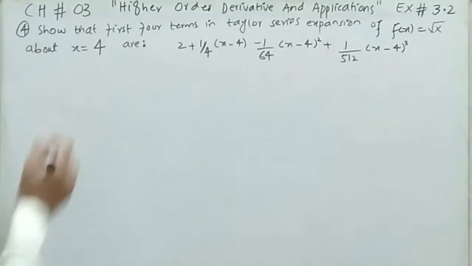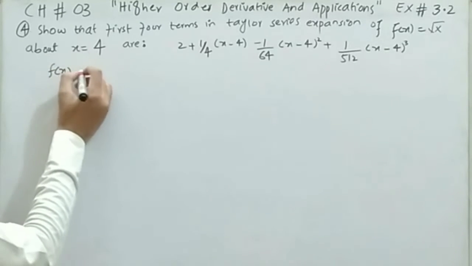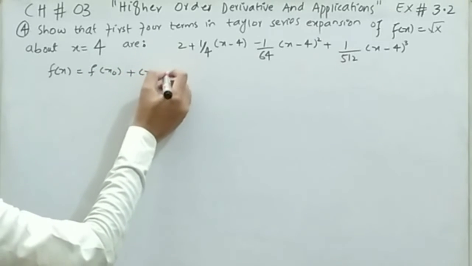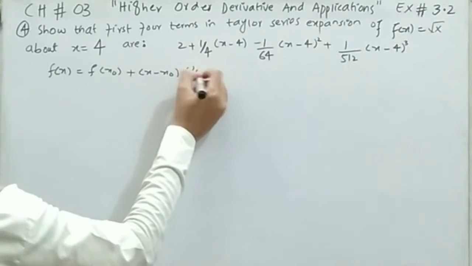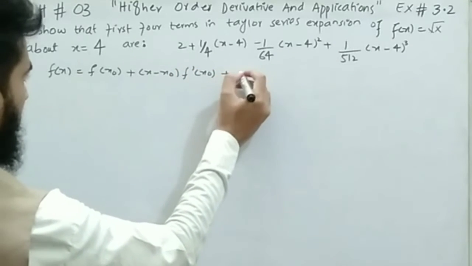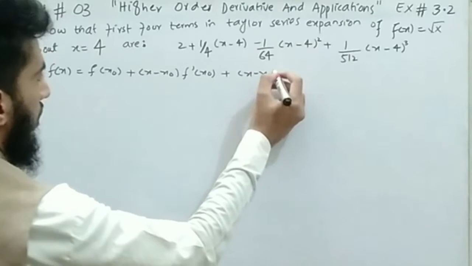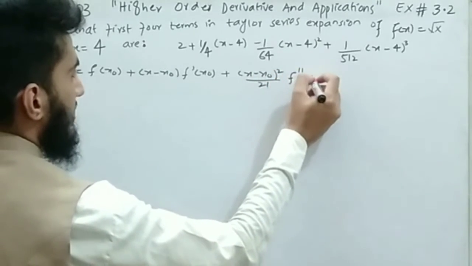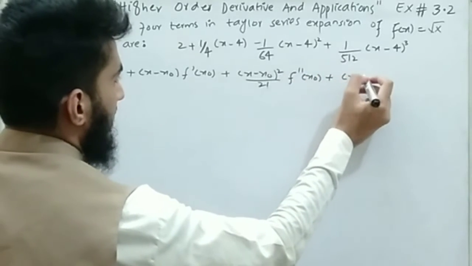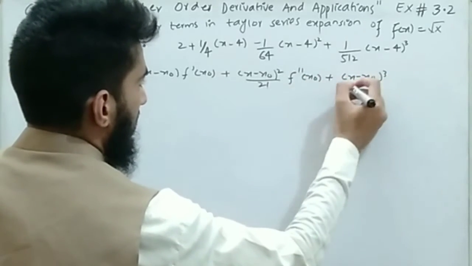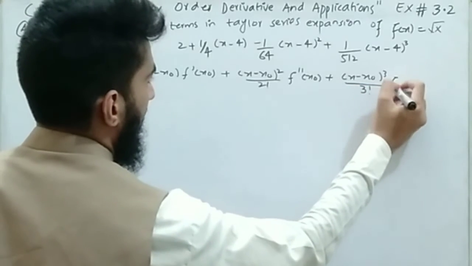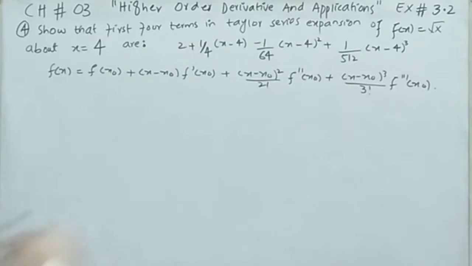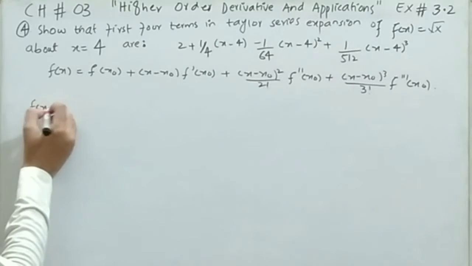So using the Taylor series expansion formula, f of x is equal to f of x naught plus x minus x naught f prime of x naught plus x minus x naught whole square by 2 factorial f double prime of x naught plus x minus x naught whole cube divided by 3 factorial f triple prime of x naught. Now our given function is f of x is equal to root x.